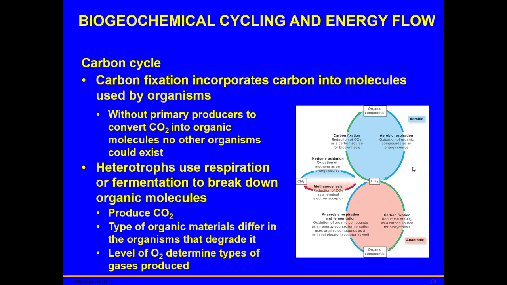Heterotrophs, organisms that get food, energy, or whatever from other sources, use respiration or fermentation to break down organic molecules. They will, of course, produce CO2. They will also have a type of organic materials that differ in the organism that degrades it. And the level of oxygen determines the type of gases produced.